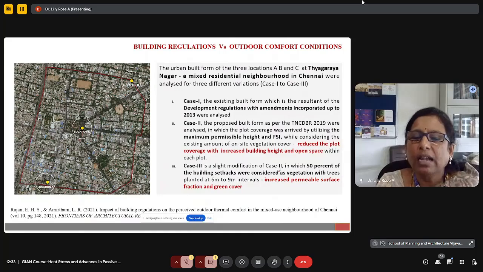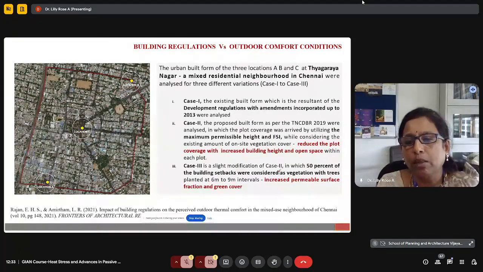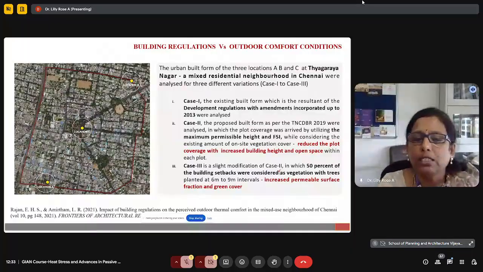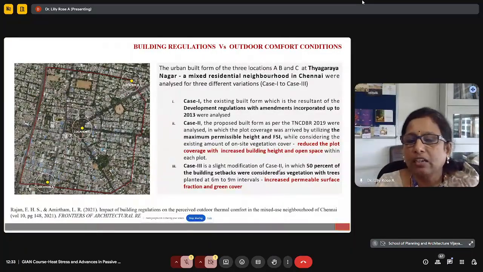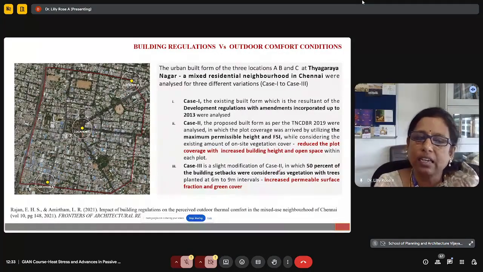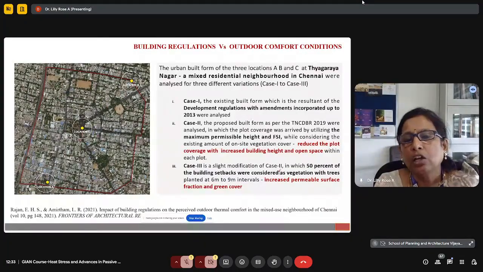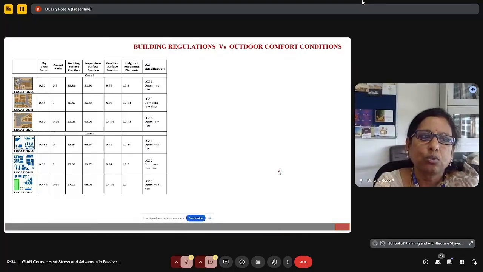vegetation itself. And in case 3, we increased the open spaces that were available at the plot, converted 50% of that into vegetation and trees, which are planted at an interval of 6 meter to 9 meter. So this increased the permeable surface fraction and the green cover fraction. So these were the 3 scenarios that were analyzed to find out which had the maximum enhanced outdoor thermal comfort conditions. So these were the 3 locations.